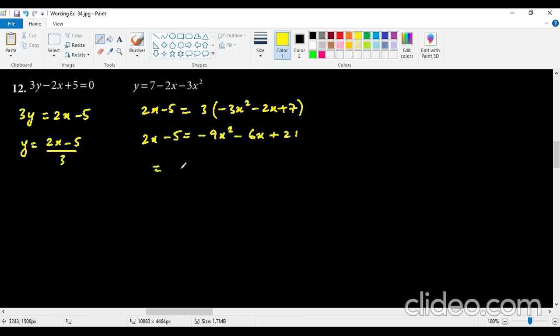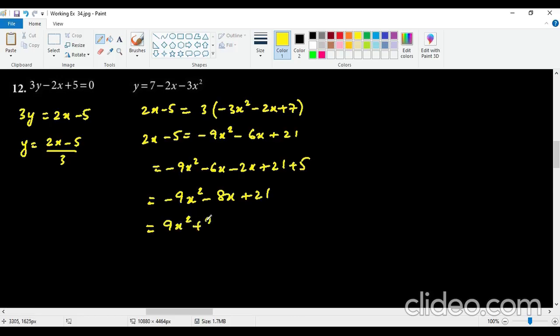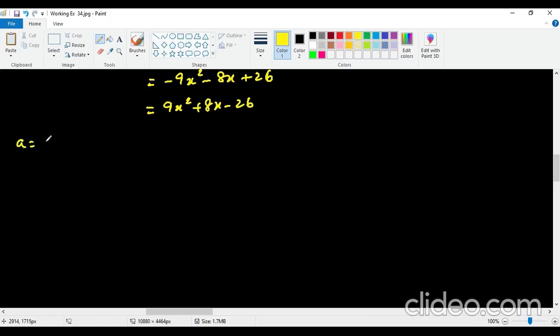Now it's going to be equal to minus 9x squared minus 6x and minus 2x and plus 21 plus 5. So this gives us minus 9x squared and minus 8x and plus 26. Now multiplying everything by minus 1 is going to give us 9x squared plus 8x and minus 26. These are the three values of a, b, and c. A equals 9, b equals 8, and c equals negative 26.